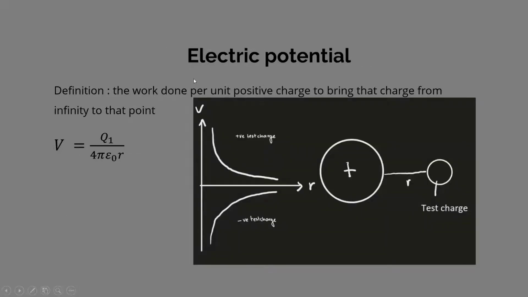Next up, we have electric potential. Its definition is the work done per unit positive charge to bring that charge from infinity to that point. And the equation is as such: Q1 over 4 pi times the permittivity of free space times R, and the graphs look as such. If it's a negative charge, it will have a negative value, hence it's reflected about the x-axis, and it decreases in potential as the distance decreases.